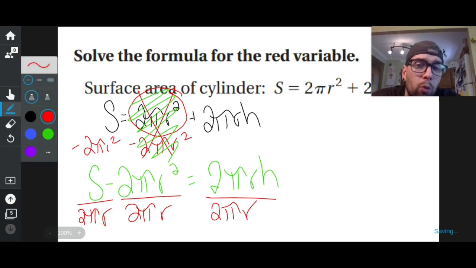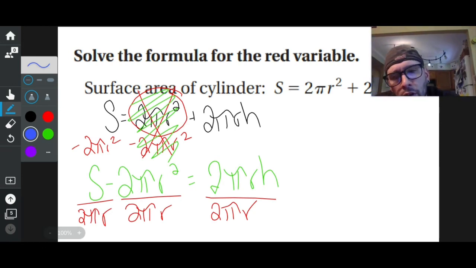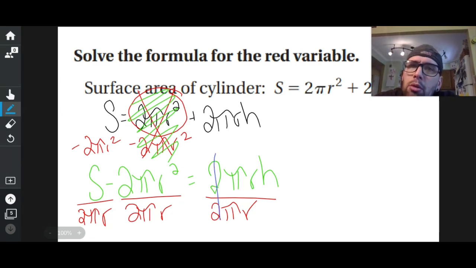Now, what I'm about to do is pretty advanced. So if you want to leave your answer like this, I guess that's okay. But watch what I'm about to do. See how the 2 is over the 2 and we cross it out? Why can't you do that over there? And see how the pi is over pi and we cross it out? Why can't you do that over there?